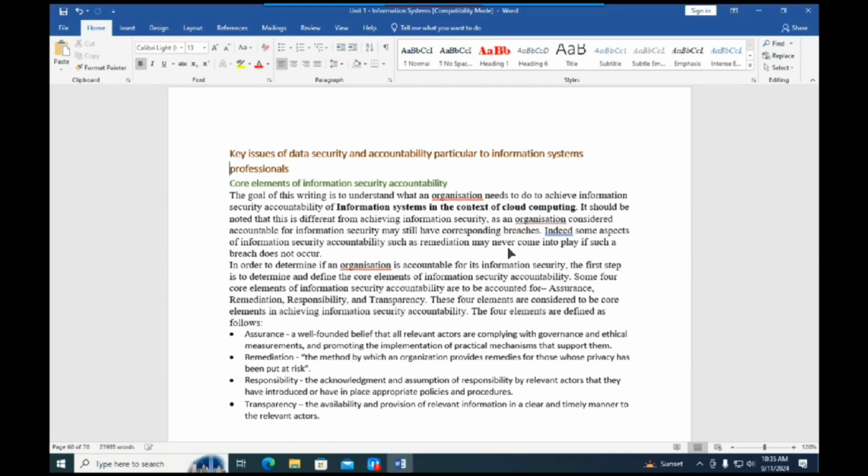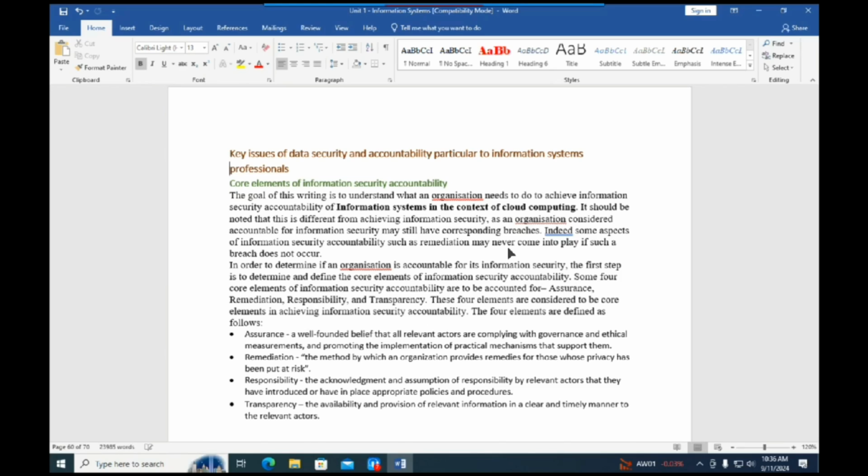Now, to determine if an organization is accountable for its information security, the first step involved is to determine and define the core elements of information security accountability. So there are four key or core elements of information security that are being accounted for, which include assurance, remediation, responsibility, and transparency. We consider these four to be the core elements if you want to achieve information security accountability.